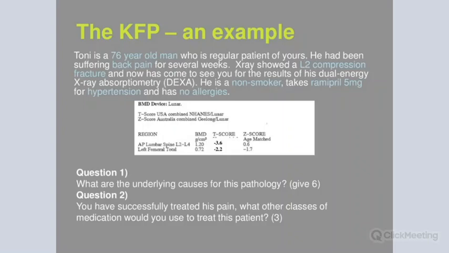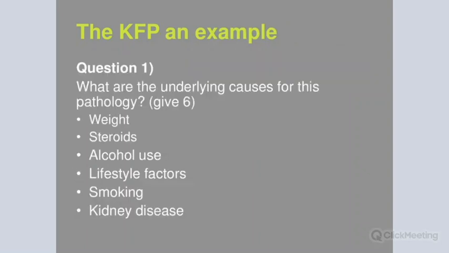Excellent. So question 1. For that one, it says give 6, so you'll be given 6 boxes. And for question 2, you'll be given 3 boxes. So let's just have a look at question 1.